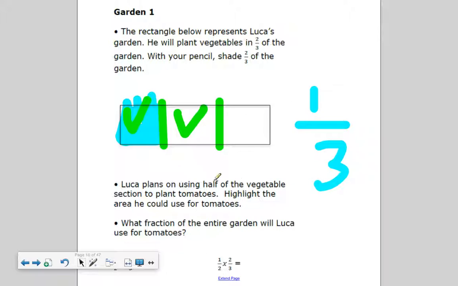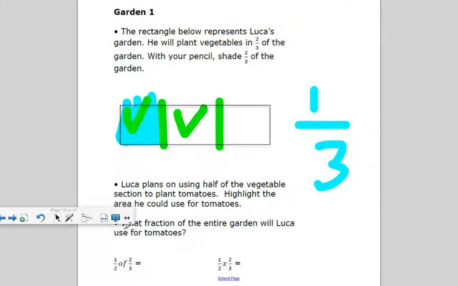Could I have gotten this through mathematics? What's half of 2/3? Times. Multiply the numerators, 2. Multiply the denominators, which is 6. 2/6 simplified to 1/3. Let's try another pictorial model, unless you could do it mathematically.